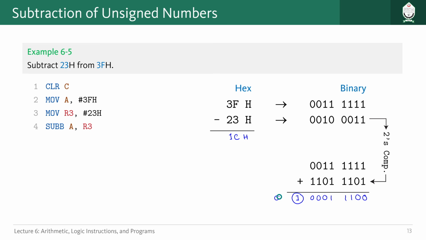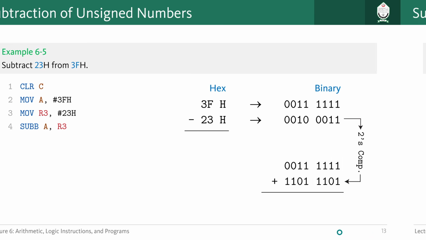So the carry will initially be 1, but automatically 8051 will invert that to 0. So the final result will be 1 here, and this value should be C, right? So 1C is the result, and carry should be equal to 0 because automatically 8051 will invert the carry after the calculation, as we have discussed before.